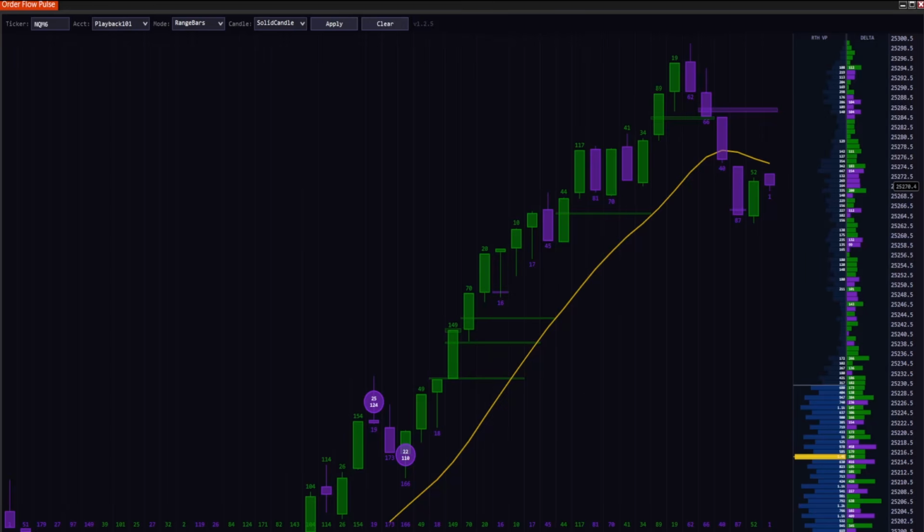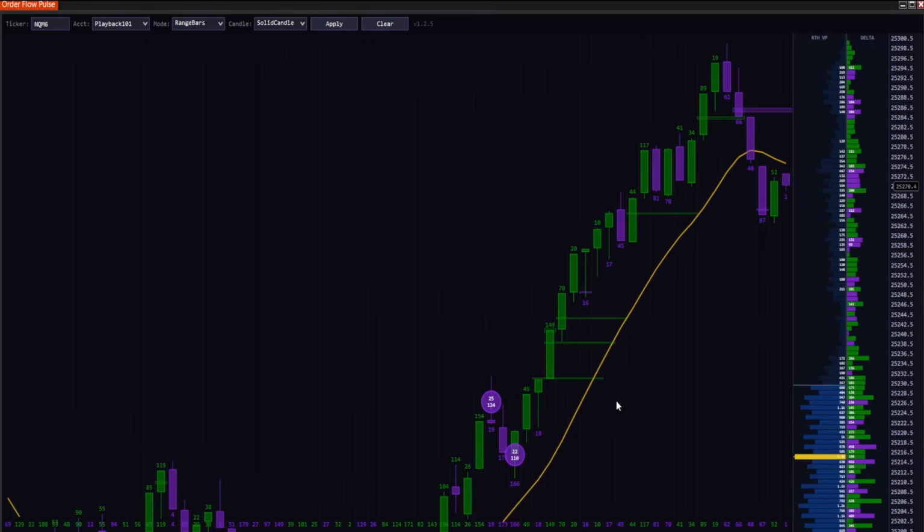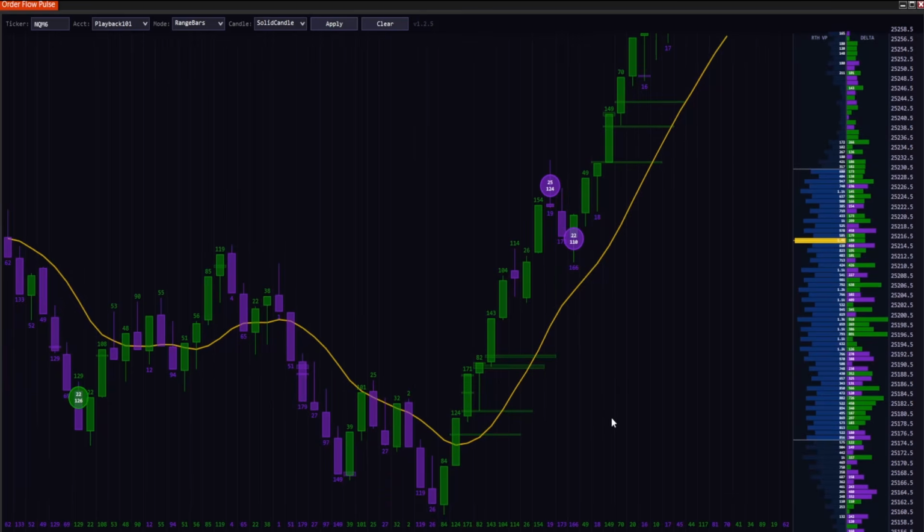So this is what I look for, and this is how I passed 5 evals. I am looking for things like this. I'm looking for high delta. When I say high delta, it has to be at least above 75.